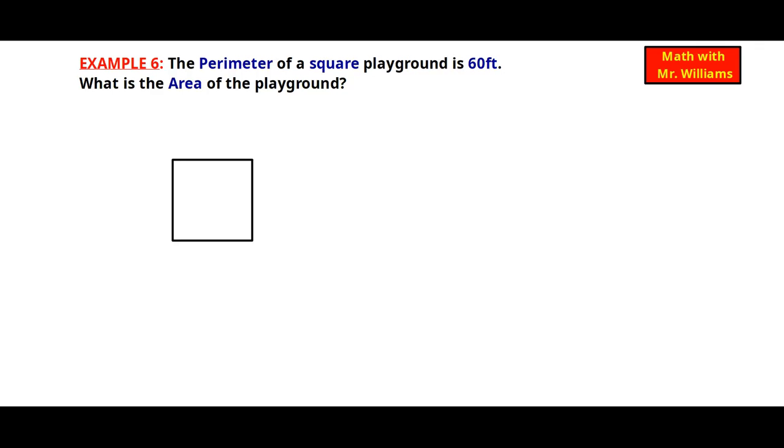Math with Mr. Williams, example 6. The perimeter of a square playground is 60 feet. What is the area of the playground? Okay, so we have a square here. So we know the perimeter formula would be perimeter equals side plus side plus side plus side. All right, or we can shorten that to perimeter equals 4 times the s.